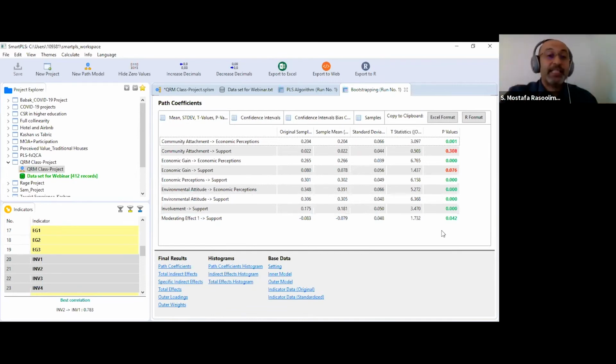If we consider this p-value, we can support the moderating role of involvement. But my question here: the p-value is significant. Consider the p-value, don't consider the confidence interval. Consider the p-value and t-value are significant. But based on this result, can we support our hypothesis or not? Any answer?